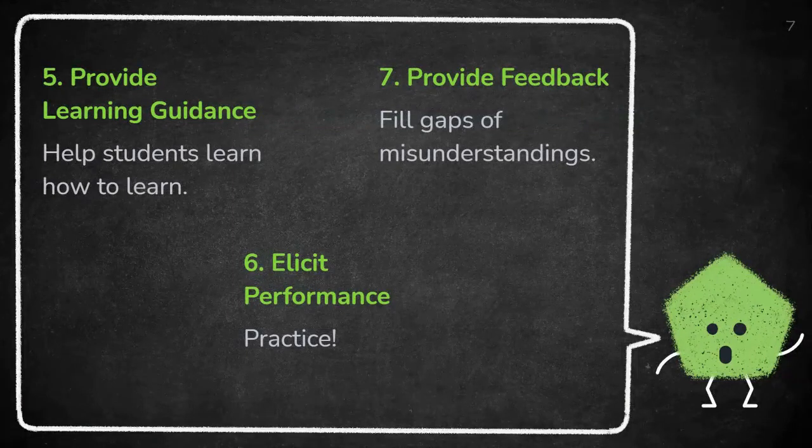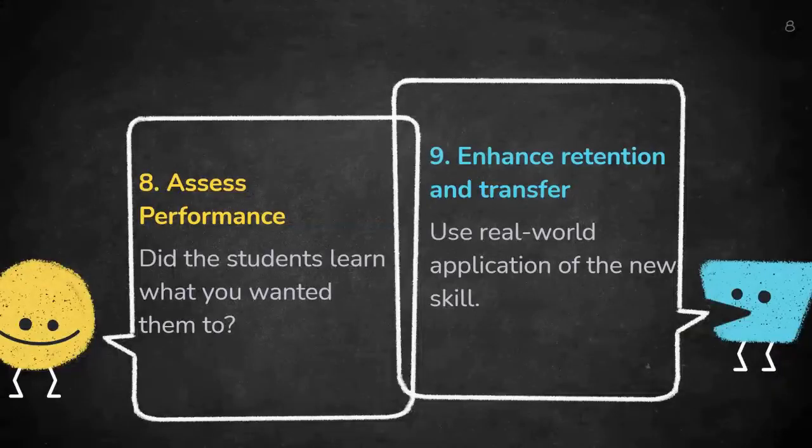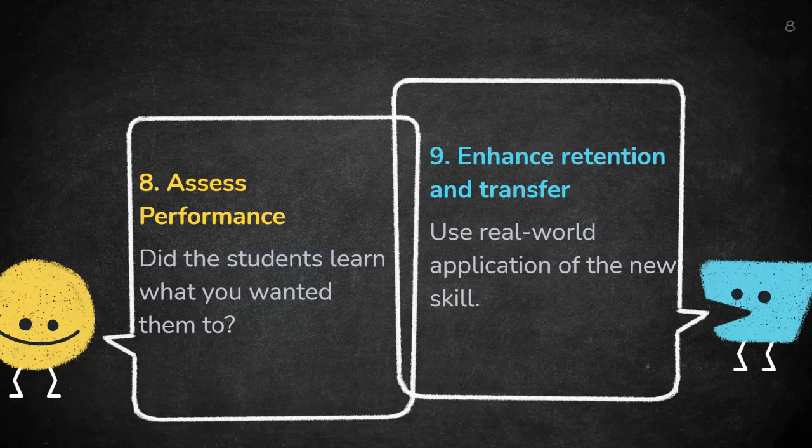Number 5, we're going to be providing learning guidance. We want to help the students learn how to learn. For number 6, we're eliciting performance. We want the students just to practice. Number 7, we're providing feedback, filling the gaps of misunderstandings that the students might have. Number 8, assessing performance. We want to know, did the students learn what we wanted them to? Number 9, enhancing retention and transfer. This is when our teachers are using real-world application of this new skill.